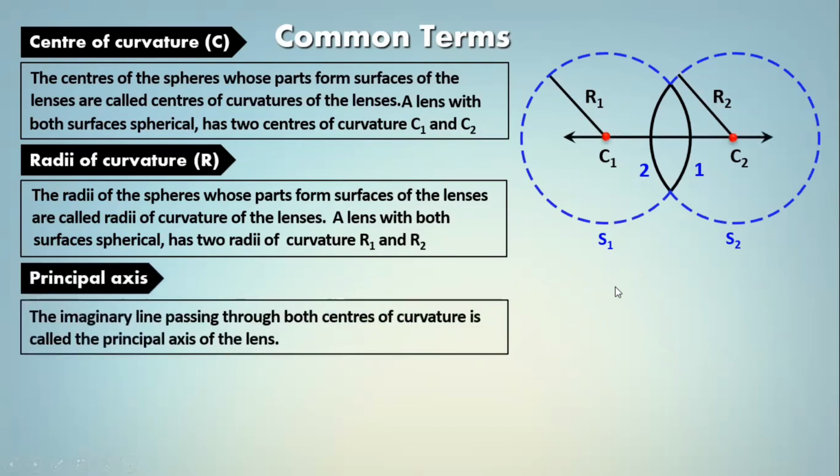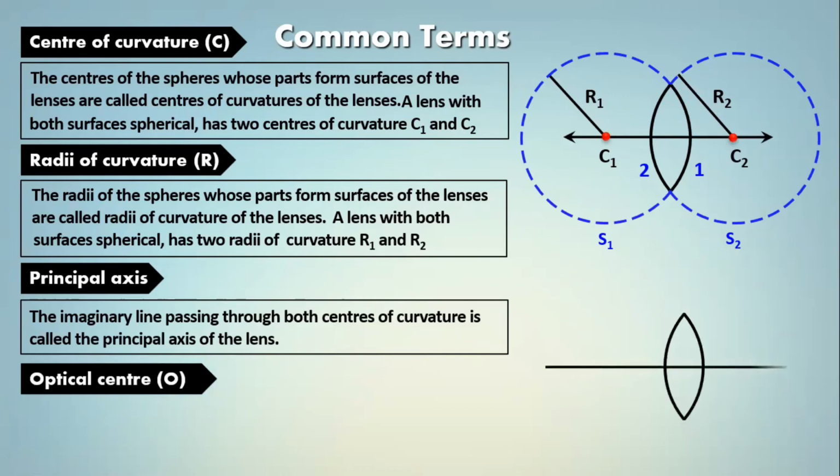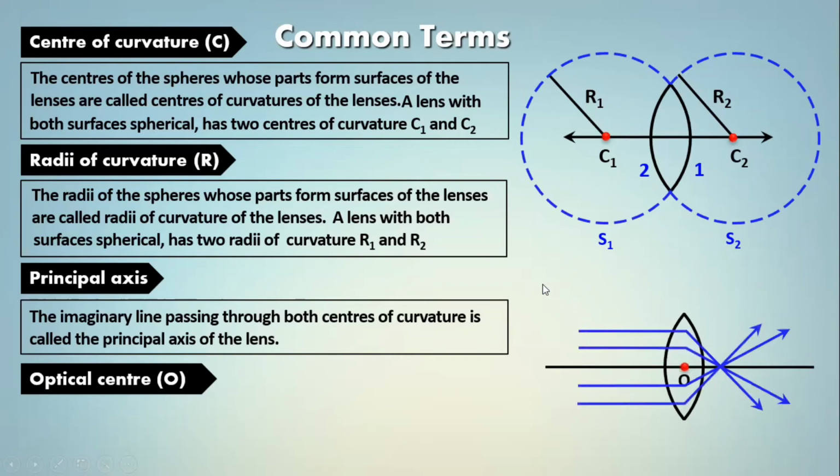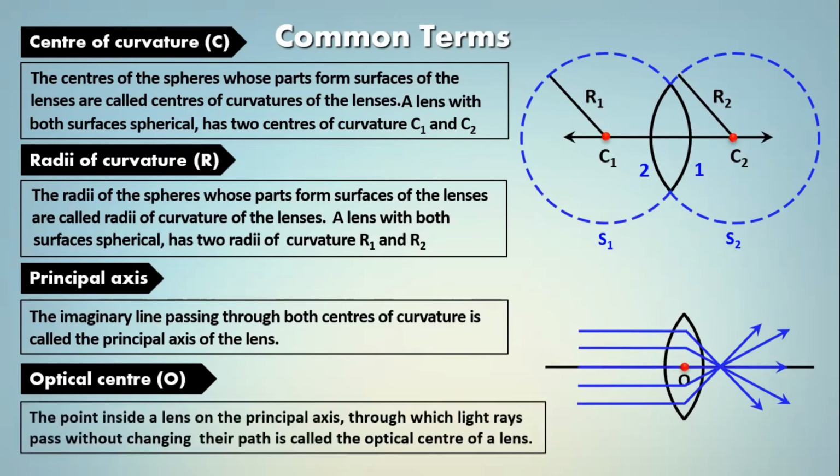Principal axis, very important, joining both the centers of curvature. The axis which joins center 1 and center 2 is called your principal axis. Optical center, again very important for a lens. The principal axis passing through the center O. So O is called your optical center. It is the point inside a lens on the principal axis through which light rays pass without changing their path. Then comes your principal focus.